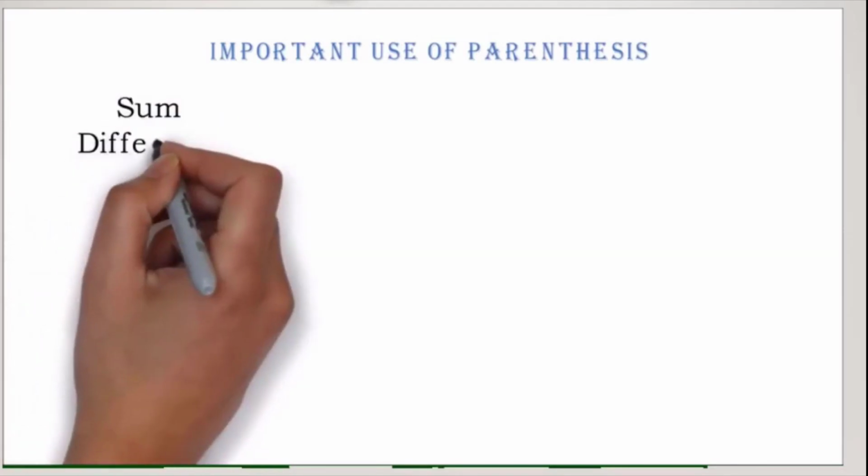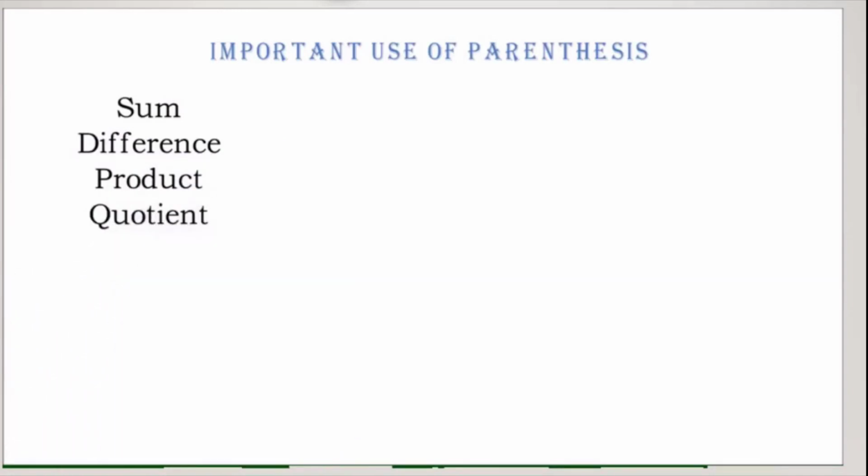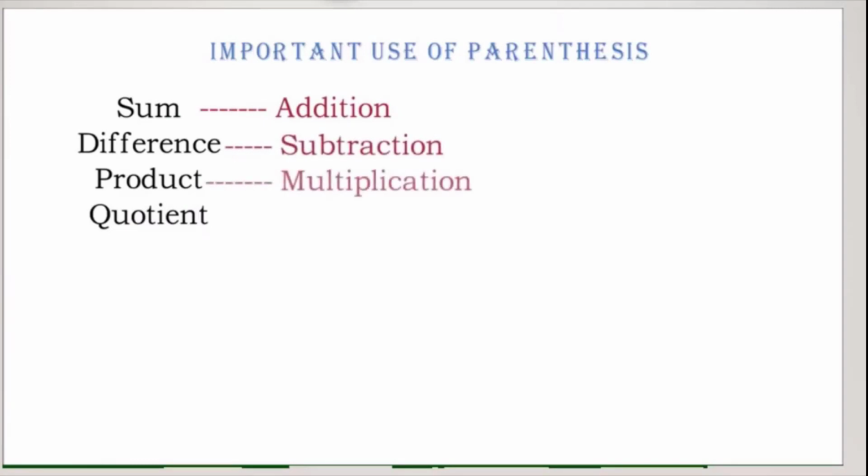Important use of parentheses. Before we end this video, we want to look carefully at these 4 keywords: sum, difference, product, and quotient. We already know that sum means addition, difference means subtraction, product means multiplication, and quotient means division.